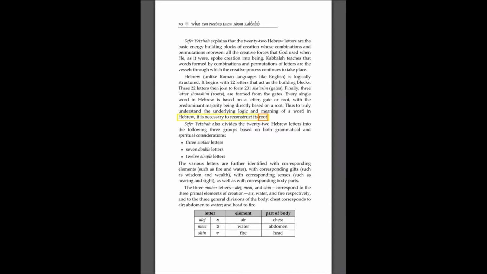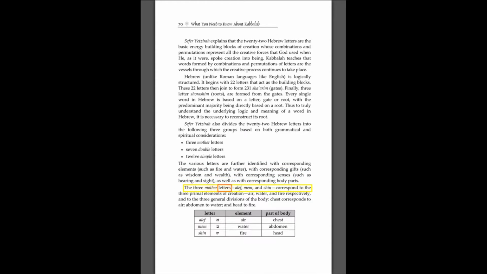Sefer Yetzirah also divides the 22 Hebrew letters into the following 3 groups based on both grammatical and spiritual considerations: 3 mother letters, 7 double letters, 12 simple letters. The various letters are further identified with corresponding elements, such as fire and water, with corresponding gifts, such as wisdom and wealth, with corresponding senses, such as hearing and sight, as well as with corresponding body parts.